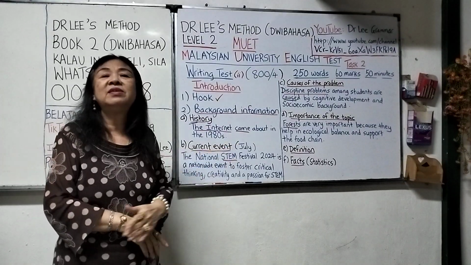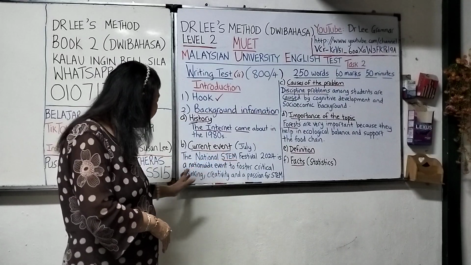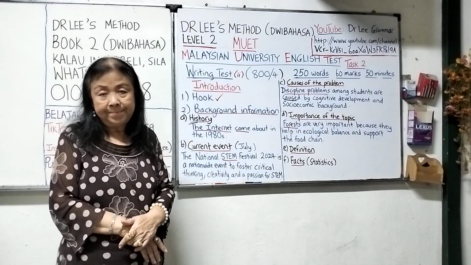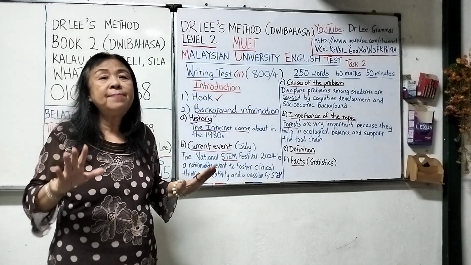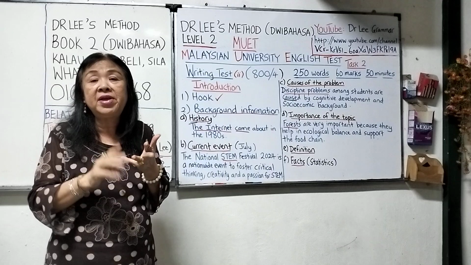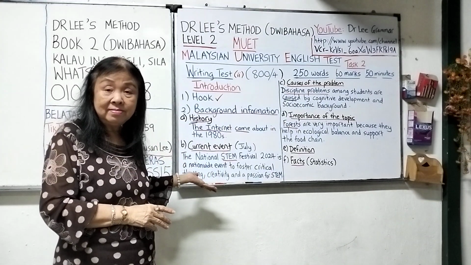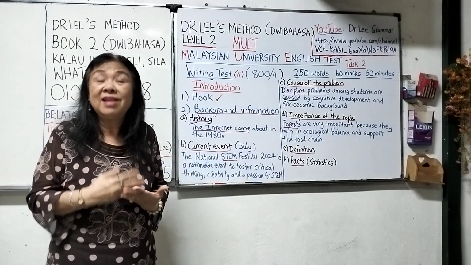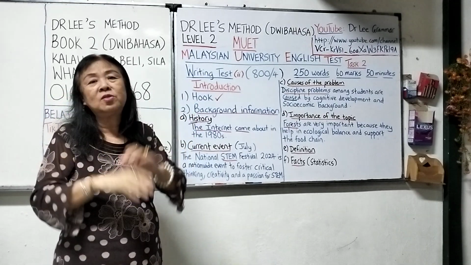The National STEM Festival 2024 is a nationwide event to foster critical thinking, creativity, and a passion for STEM. I'm sure you know what STEM is. STEM is S for science, T for technology, E for engineering, M for mathematics. So this is a current event, happening this month. In your second or third line, when you want to provide the background information, give a current event to back up the topic.